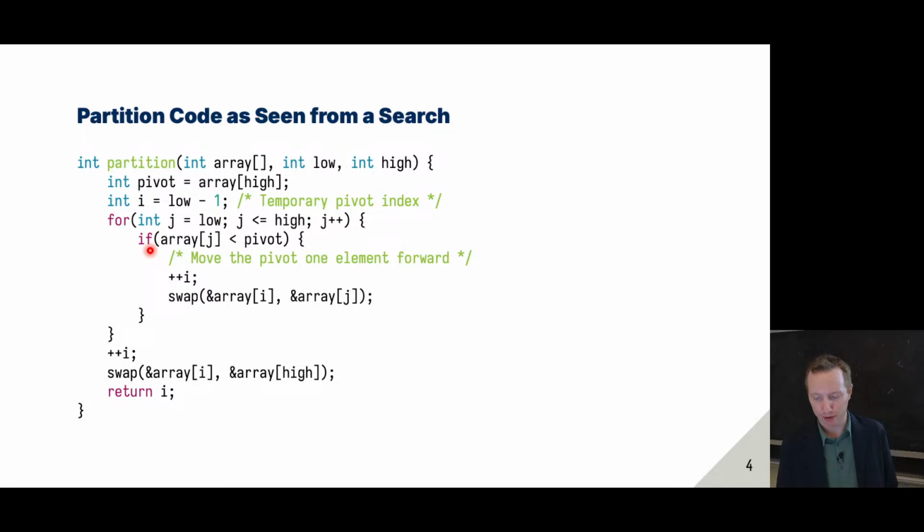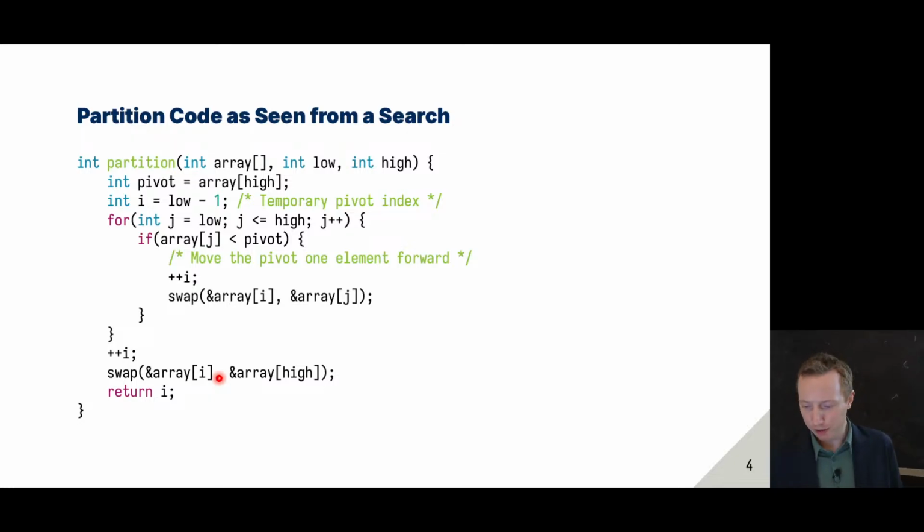And then this is the code where, if the element I'm currently looking at is less than the pivot, then I'm going to have to swap it in and update i. So I need to move where my pivot needs to go. And then after this whole for loop runs, which is what we did in the example, it increments i and then swaps i and high, which is where the pivot is.